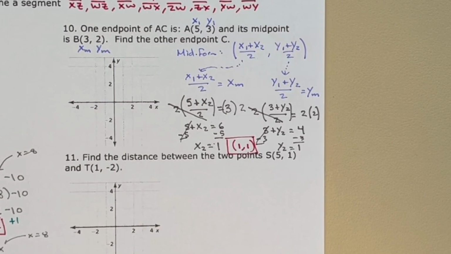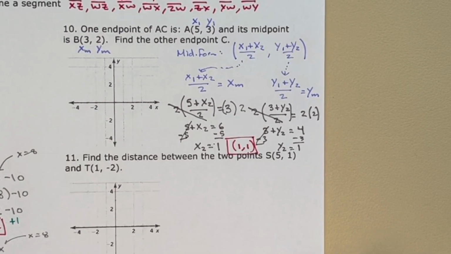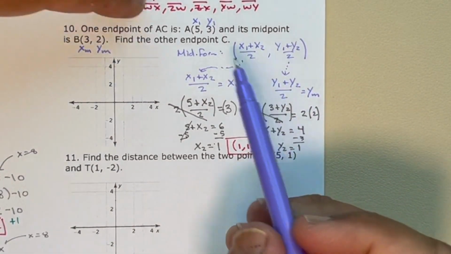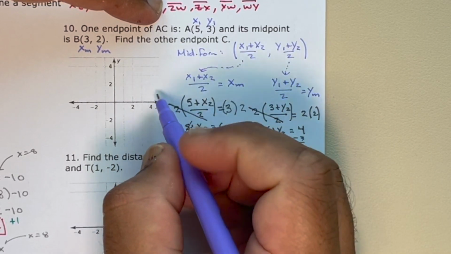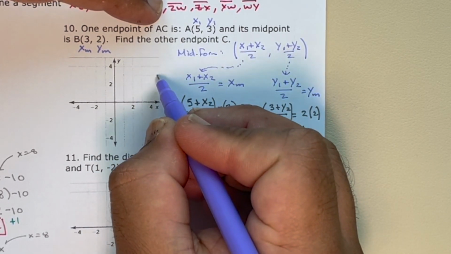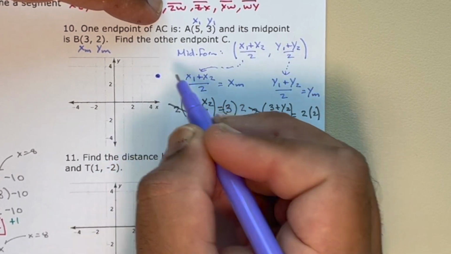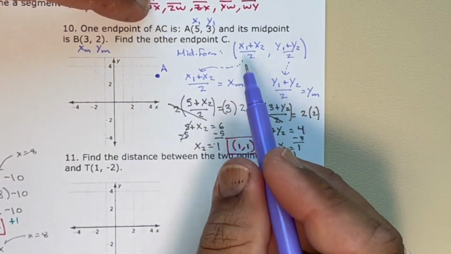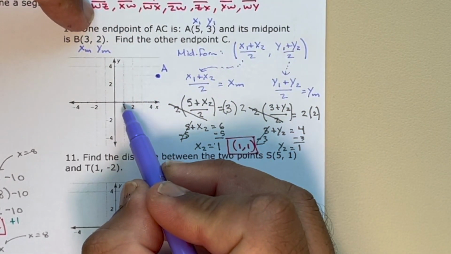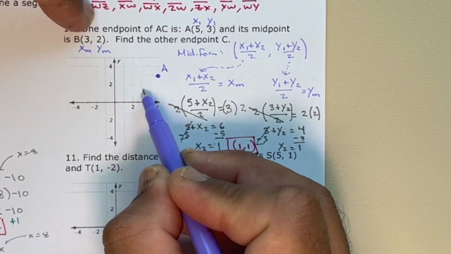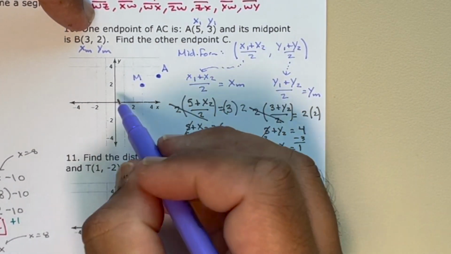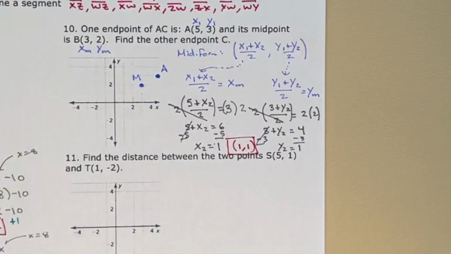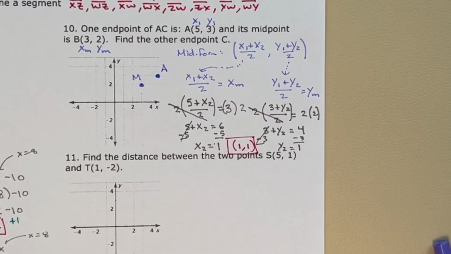There we go. If I wanted to use the graphing method, then I need to graph my endpoint, which is 5, comma 3. 1, 2, 3, 4, 5. 1, 2, 3. It's right there. That's my A. My midpoint is 3, comma 2. 1, 2, 3, up to 1, 2. That's my midpoint. And then I need to find out C. It's down here somewhere. I can tell, but I don't know where. So I need to count.